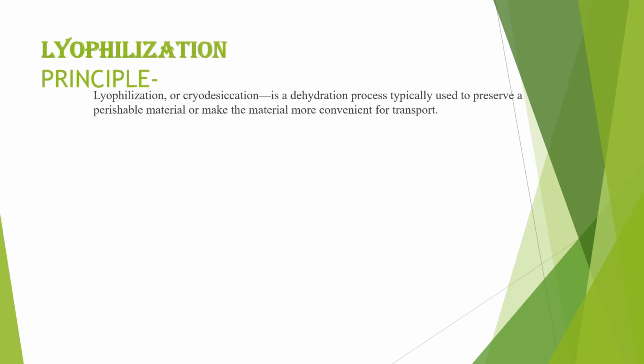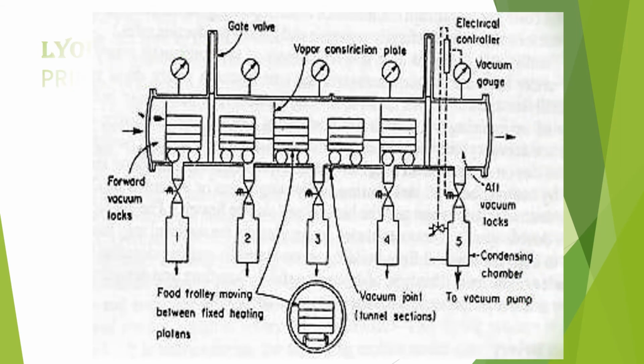So the lyophilization technique. First is the principle. Lyophilization, or desiccation, is a dehydration process that is used to preserve a perishable material or make the material more convenient for transport. Meaning it makes the material easy to transport. Okay, diagram.